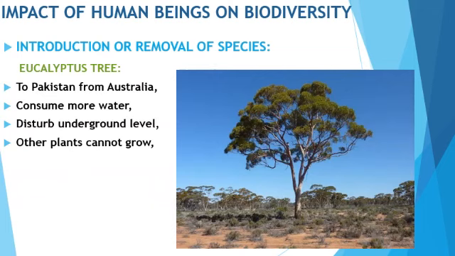Introduction or removal of species. When a new species enters an ecosystem, it becomes harmful for already living species. Like eucalyptus trees were imported from Australia and grown in Pakistan. These trees have higher water intake capacity than other plants. They disturbed the underground water level and made water less available for other plants.